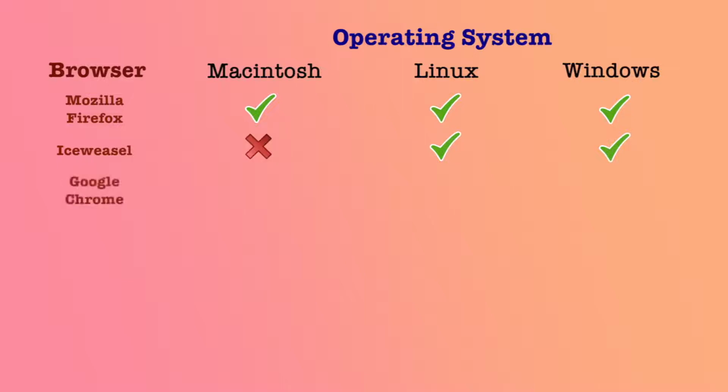Google Chrome is not accessible on Linux OS, but it is indeed accessible on Windows and Macintosh systems. So when you want to install Chrome on Linux, you will have to go to a different project of Google, which is the Chromium project. The Chromium project gives you access to a Chrome-like web browser on Linux, Windows and Mac.